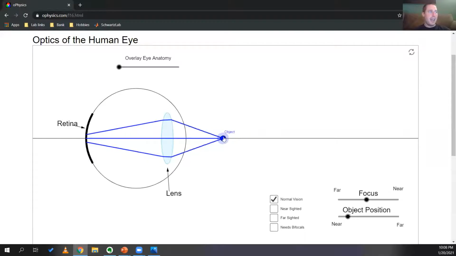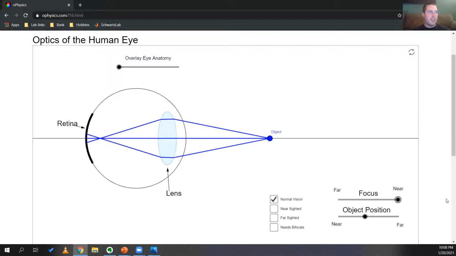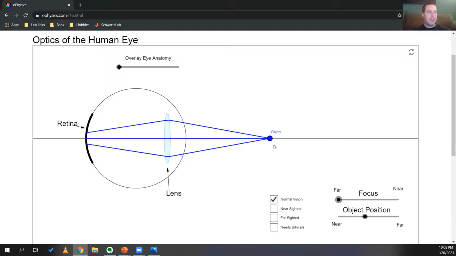So we need to have a flexible lens, a lens that can squish and get really fat, or it can pull and get really long and thin to allow its refractive power to change based on how far away the object is. So that's why we need accommodation.